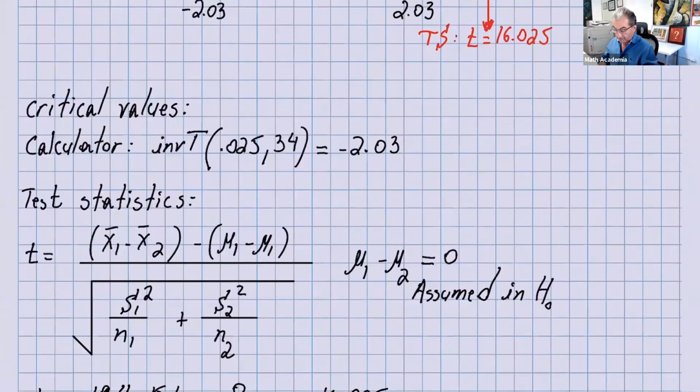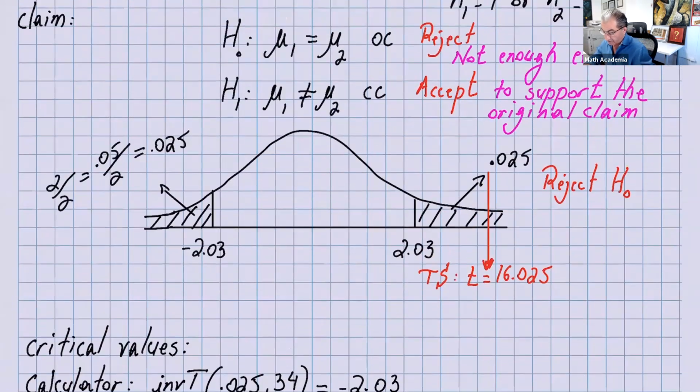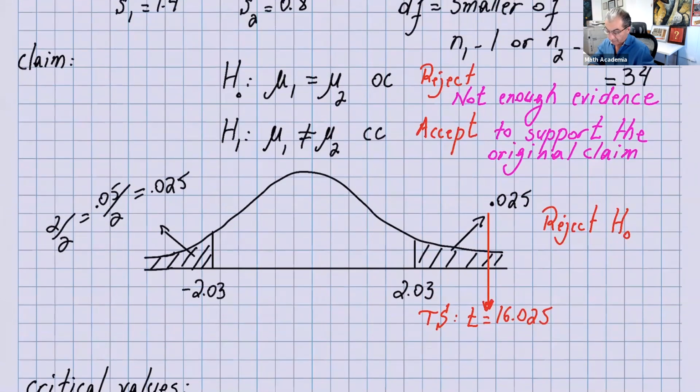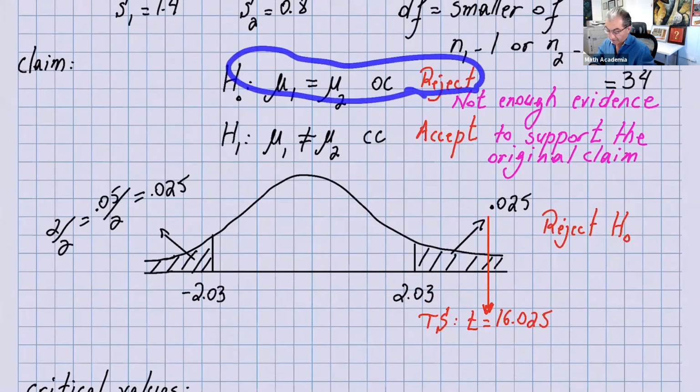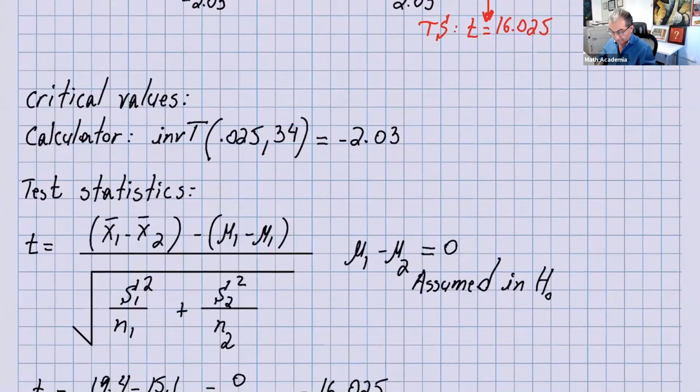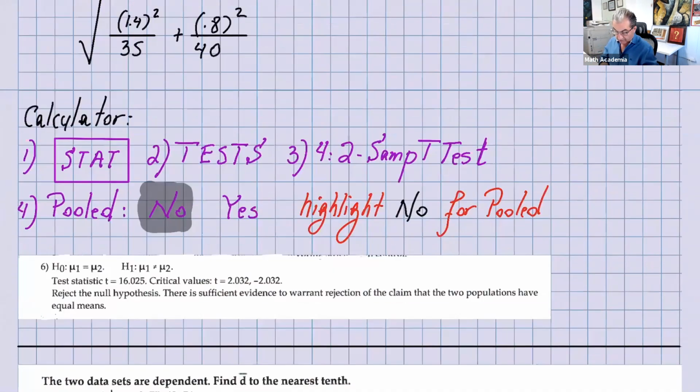So let's go make the conclusion. The test statistic is 16.025. Reject H0, it is in the shaded region. So you write reject and you write accept here. We are rejecting the original claim. So not enough evidence to support the original claim, or to support the claim that says the means are the same. And you can check the solution.